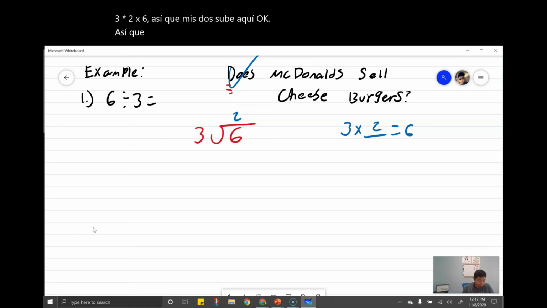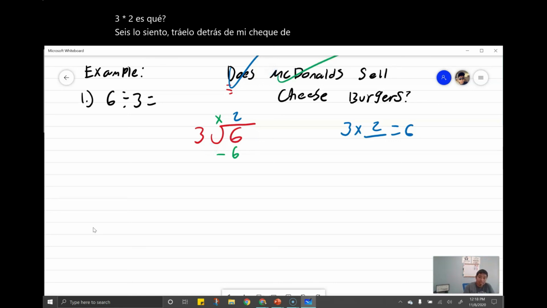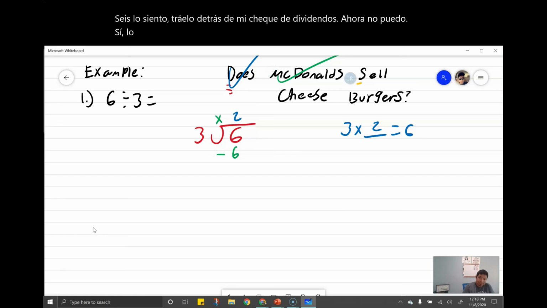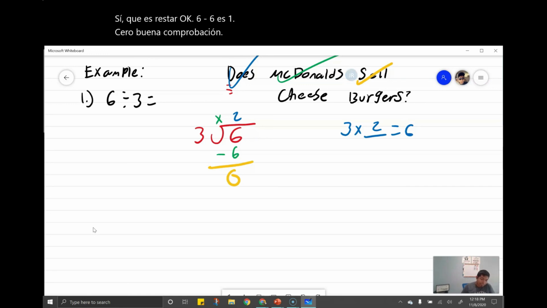Now I need to multiply. 3 times 2 is what? 6, good. So I bring it underneath my dividend, check. Now I can do the S, which is subtract, okay? 6 minus 6 is what? 0, good, check. Now I need to see cheese, check.